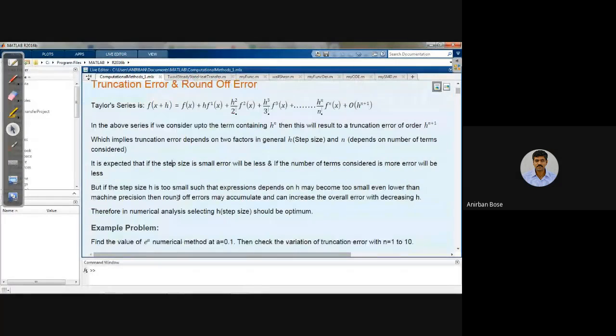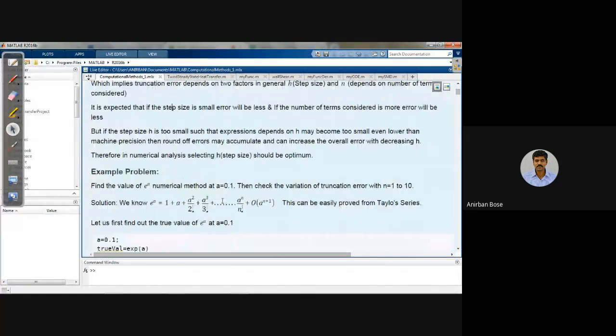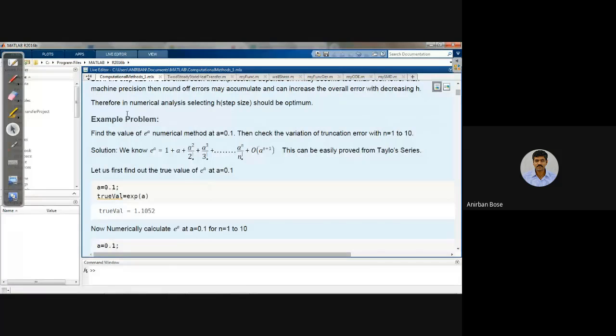Now, here we can conclude that in numerical analysis, the step size h should be optimum. It should not be very high or very low. Some optimum value is to be taken.